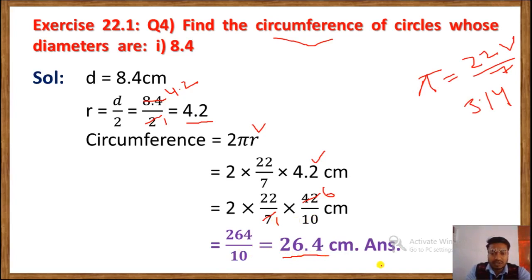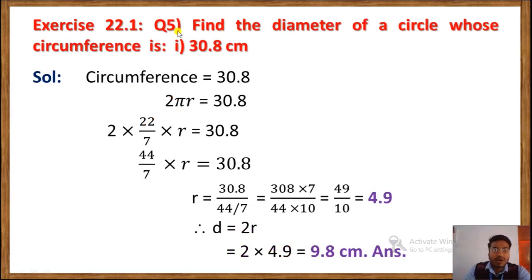This is how we can solve this problem. When we have the diameter, first we have to find the radius, then we use the formula to find the circumference. Here we have the formula 2 pi r. Understood?